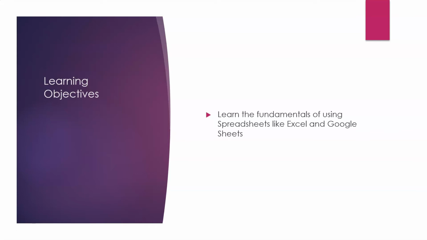There are two major learning objectives for this assignment. First is to learn the fundamentals of using spreadsheets like Excel and Google Sheets. The second is to use weighted means in a practical way.